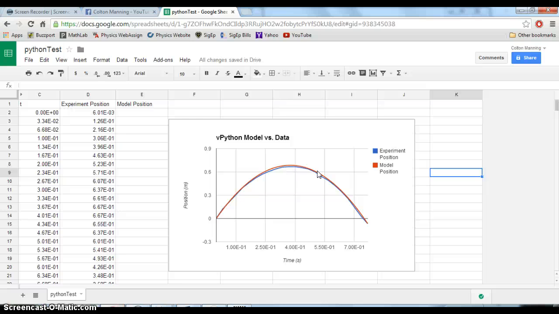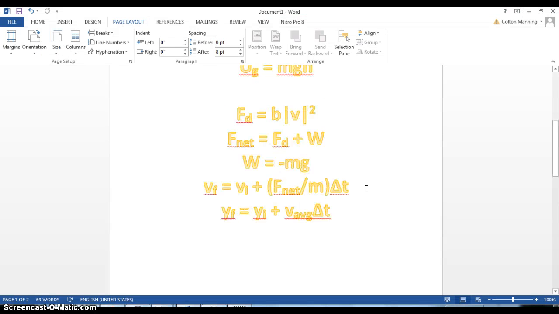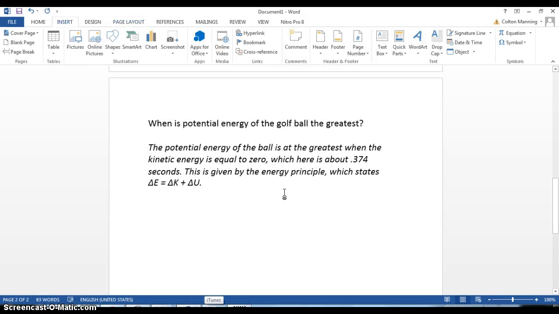Now, to address our final question, when is the potential energy of the golf ball the greatest? This is going to be when the kinetic energy is the least amount possible, because the potential energy and kinetic energy usually oscillate, especially in a system like the one given here with the golf ball moving through the air, where the only forces acting upon it are my hand and the force of gravity. So the potential energy of the ball is at its greatest when the kinetic energy is equal to 0, which here, given by the VPython data, is about 0.374 seconds after the ball was released into the air.